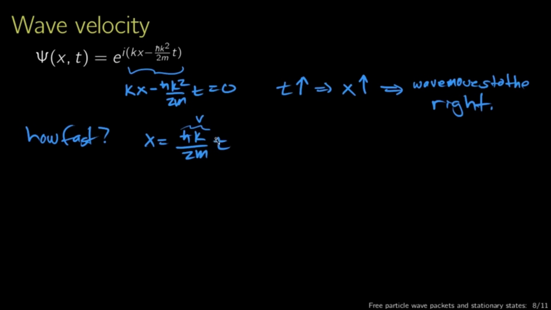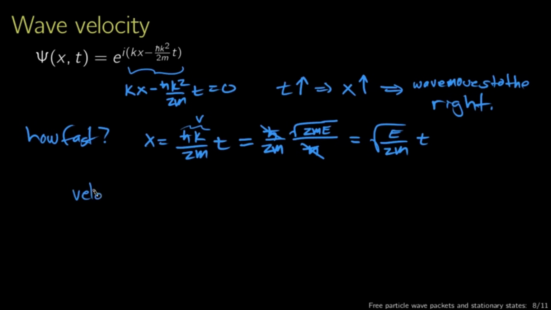This is our velocity. What this actually is, in terms of the energy of the particle, requires knowing what the definition of k is. So we have h bar over 2m, and the definition of our k was root 2mE over h bar. So our h bars cancel out, and if we finish this expression, moving the 2m effectively under the square root, we get the square root of E over 2m t. So the velocity we get here is square root of E over 2m.